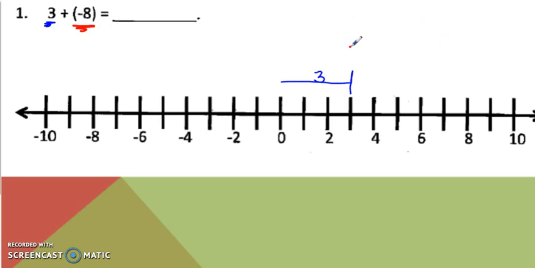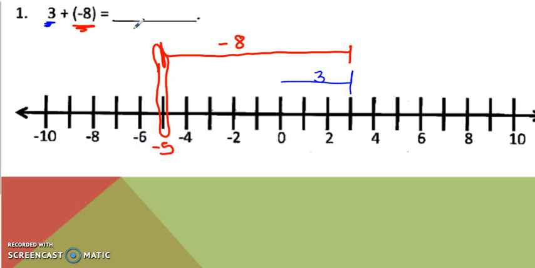So I'm going to start where I ended off, which was at 3, and I'm going to go to the left 8 spaces. 2, 3, 4, 5, 6, 7, 8. So here we went to the left 8, and where we end up is the answer to our problem. Halfway between -4 and -6 is -5. So that is using a number line to visualize the problem.